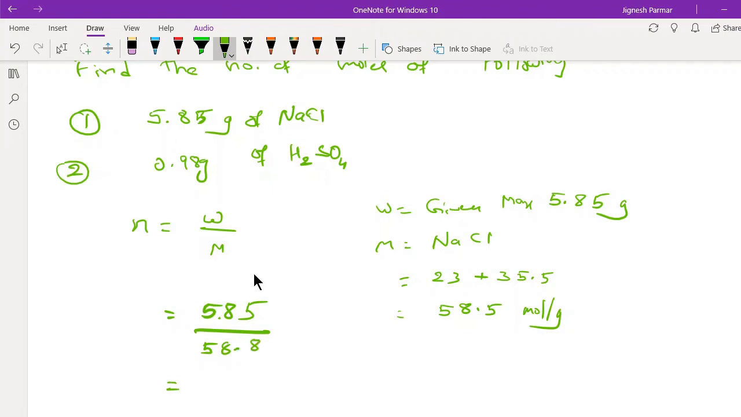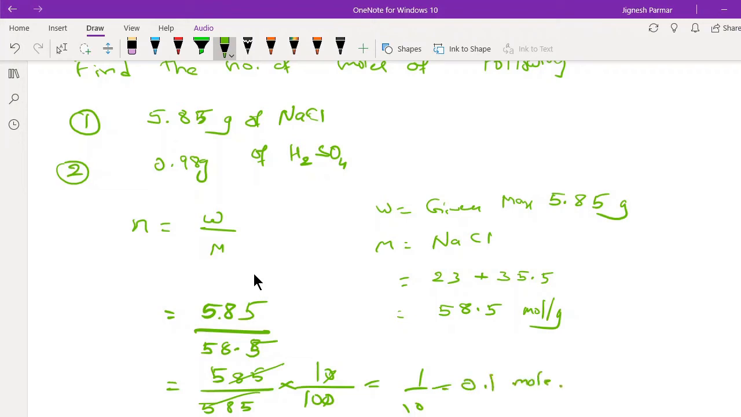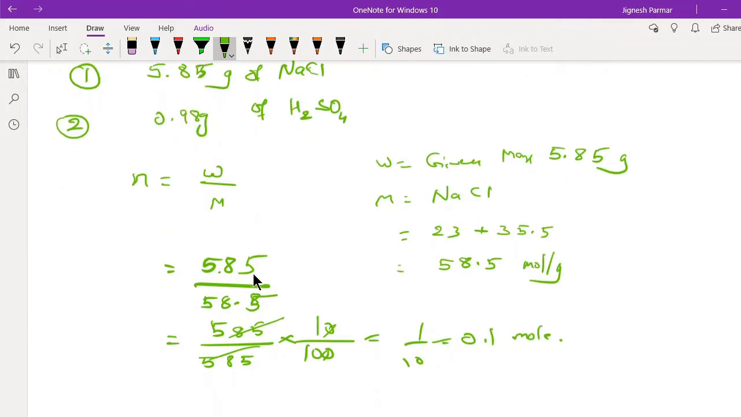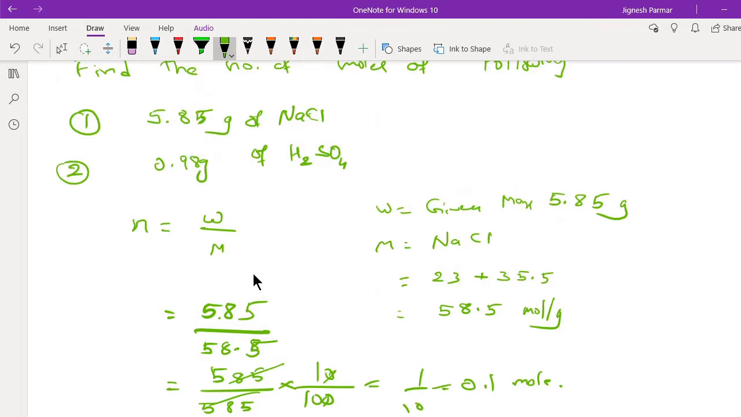You can see if we remove the decimal, we get 585 on top and 585 below, my mistake. If the decimal goes, on top 10, below 100, this cuts, and the answer is 1/10, and 1/10 means 0.1 mole. So dear student, this is the way we have to find the number of moles.